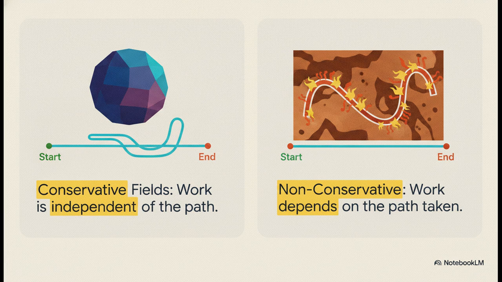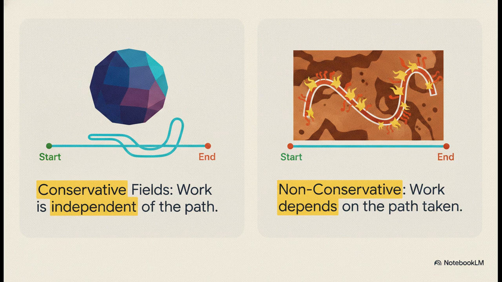So, where exactly does all that wasted energy go? Well, it completely depends on the force field. The physical dimensions of the energy remain exactly the same, but the path you take dictates how much is lost. Think of a conservative field, like gravity. The work done moving an object there is totally independent of the path taken. A round trip nets zero work.